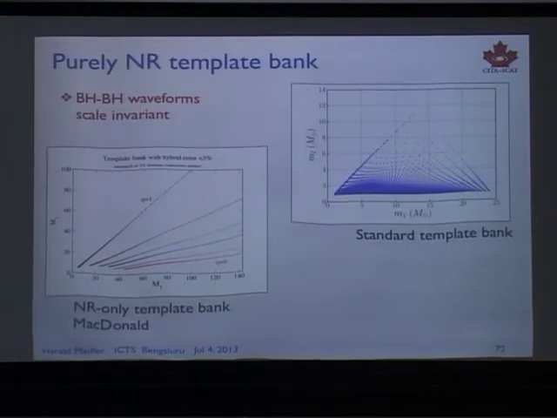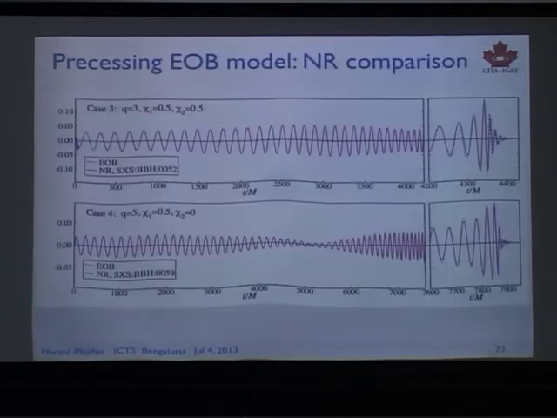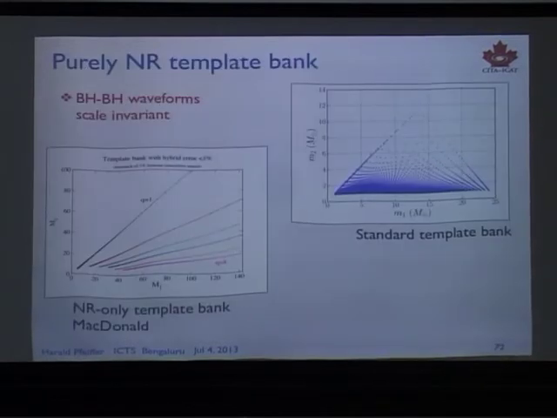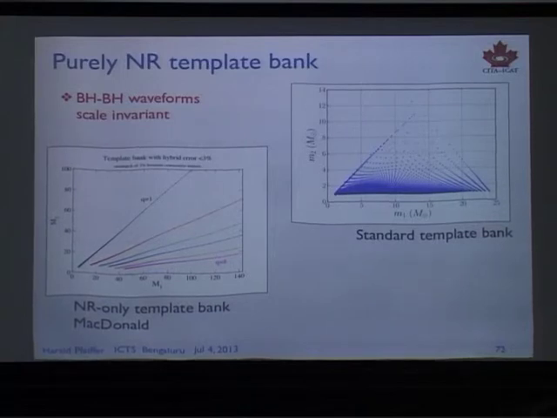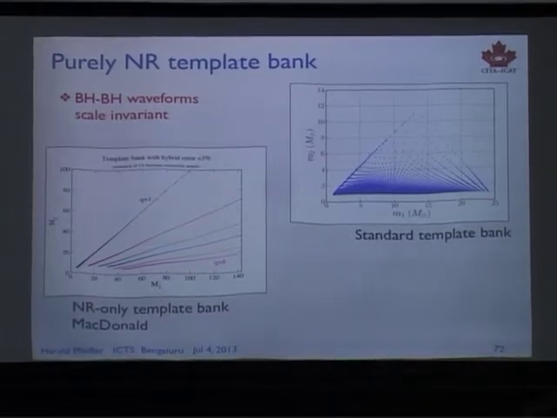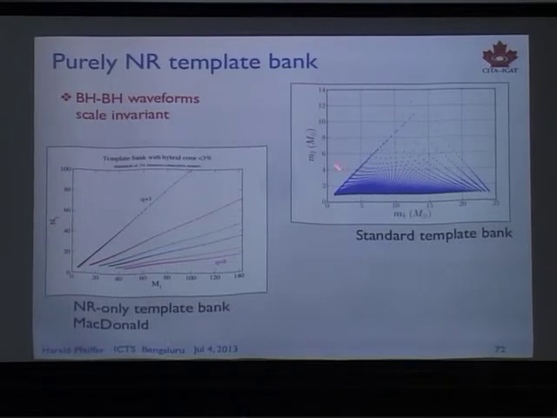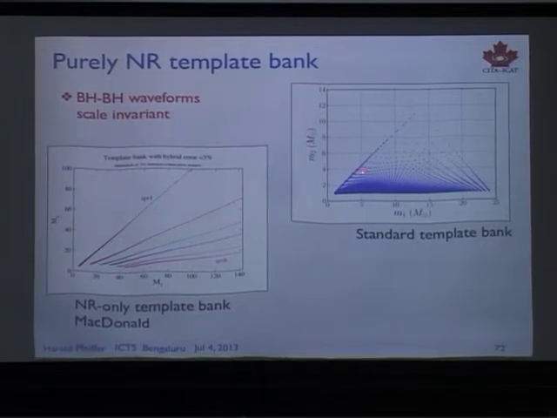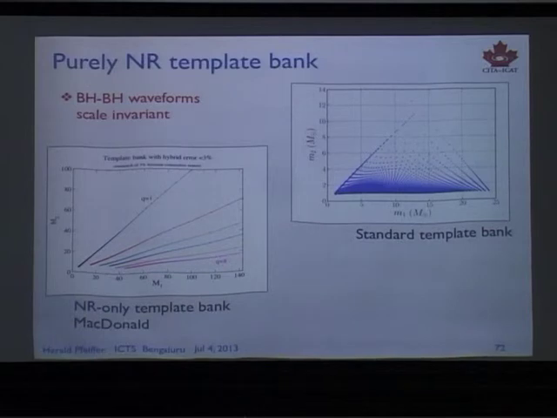A second approach we've been pursuing quite lately in collaboration with Duncan Brown at Syracuse is to do away with EOB and Phenom completely and to do numerical relativity-based template banks. A usual template bank for LIGO might look something like this. Here's M2 and M1. The points are scattered all over the place, and so the traditional view is that to do this with numerical relativity, you will need to simulate each point here, for something like several thousand simulations.